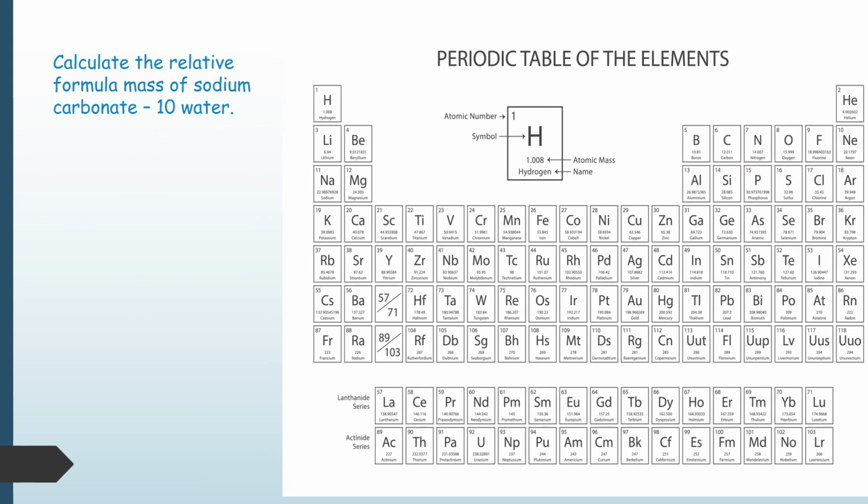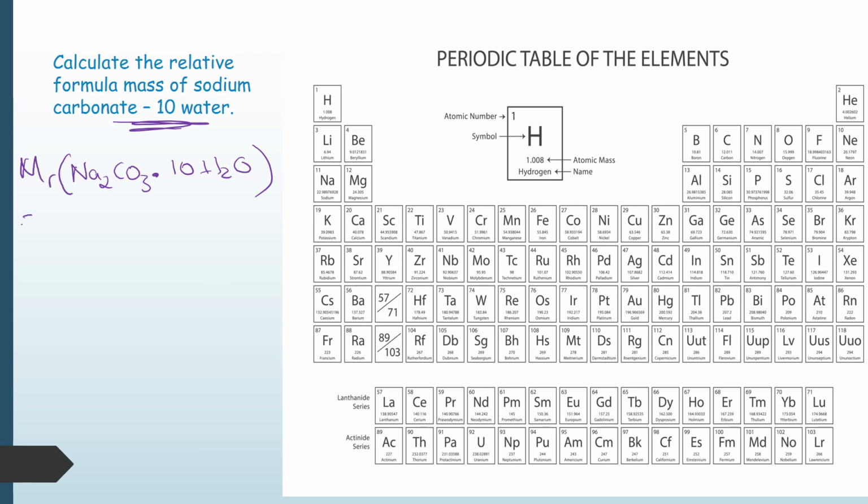Let's try one a bit trickier again. This time we're going to find the relative formula mass of sodium carbonate .10H2O. This means it's a hydrated compound, so it's a bit tricky. The relative formula mass is sodium carbonate .10H2O. What that means is that for every one of these there are 10 water molecules attached in. So it becomes add 10 times water.